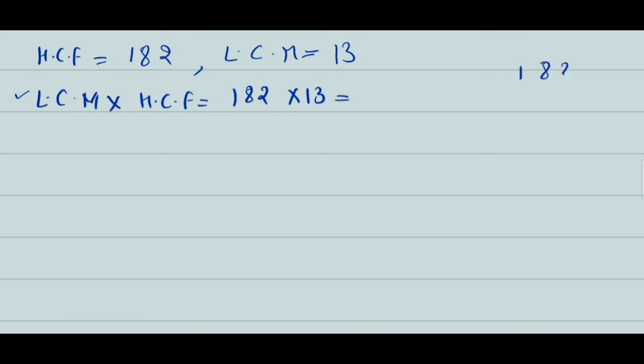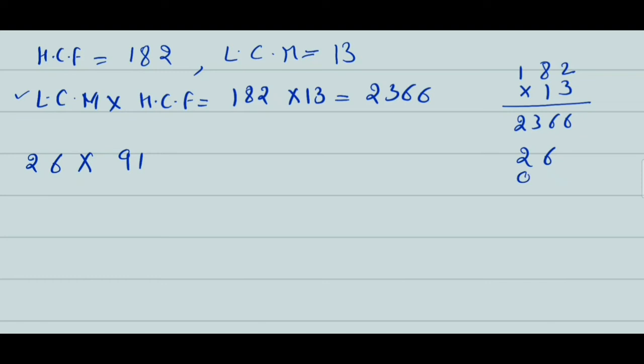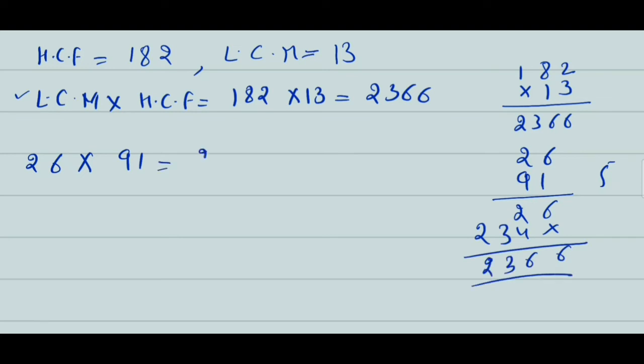Let's find the multiplication of LCM and HCF. So this will become 182 into 13. If we multiply this, we'll get 2366. Now let's see the multiplication of the numbers 26 and 91. 26 and 91, this will be 2366. So this will become this. So the same answer I will get.